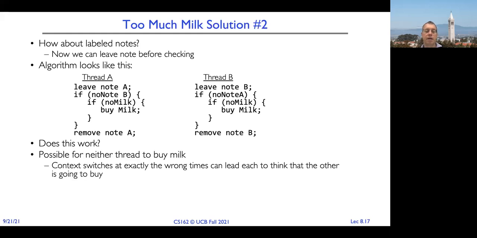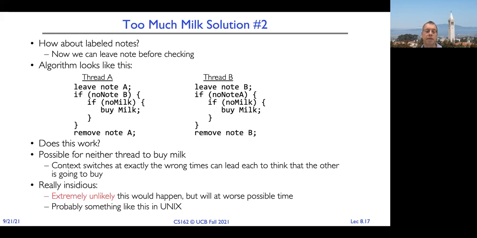Okay. So it's again possible for neither of the threads to buy milk. And again, this is really, really hard to debug because it happens rarely.